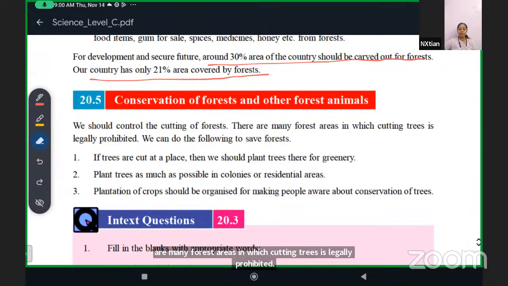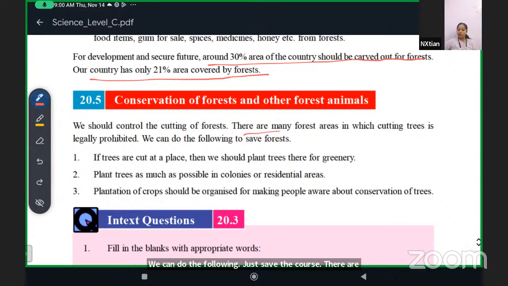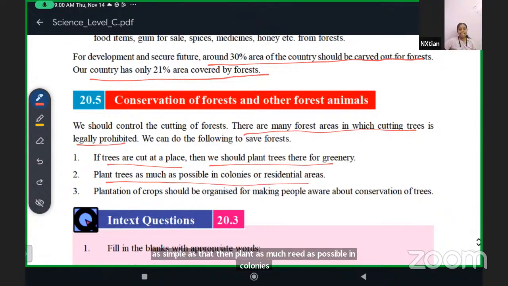There are some places which prohibit the cutting of trees legally. Then there are some measures. If trees are cut in a place, then we should plant trees there for greenery. Okay, that's as simple as that. Then plant as many trees as possible in colonies or residential areas. We should also plant more trees in the colonies that we reside in.